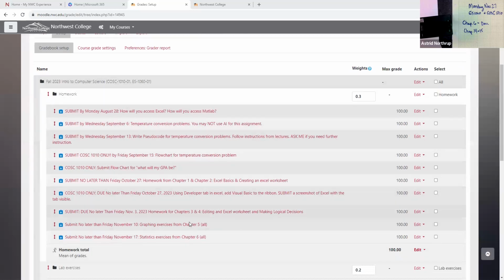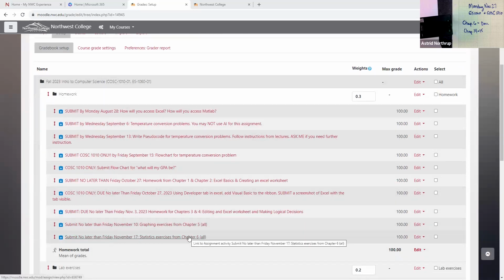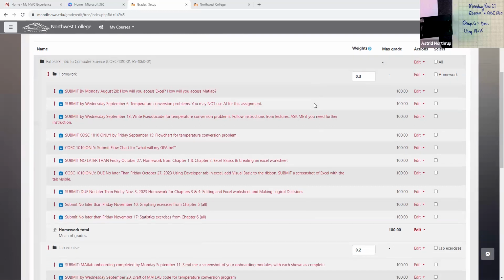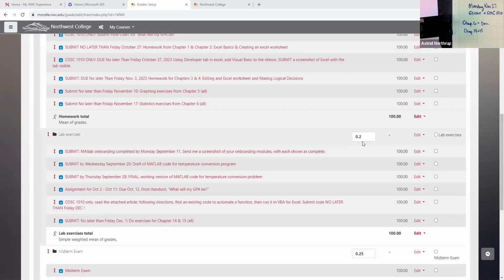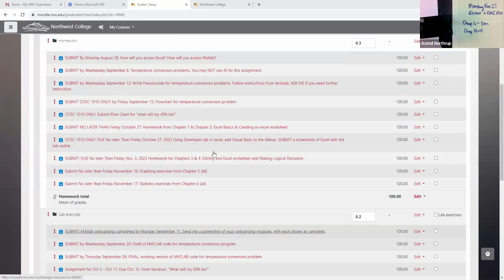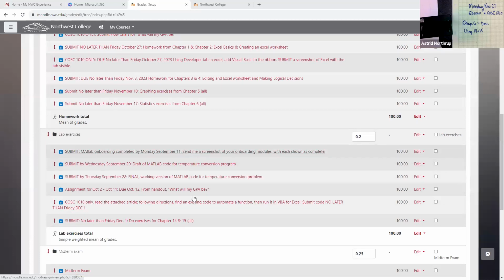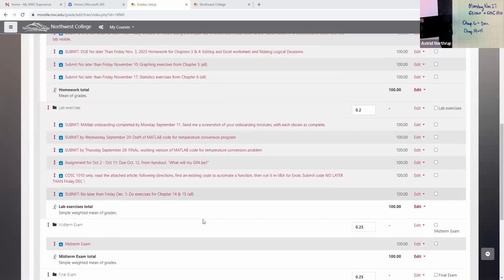And each of these different assignments are weighted equally into that 30%. Then your lab exercises, once again, depending on whether you're in ES 1060 or computer science 1010, will be equal to either 20 or 25% of your grade. And there are fewer of them. So although they equally weight among that folder, they'll be part of the lab exercises. But there are fewer lab exercises than there are homework exercises. So that means that each one of these can count a little bit more depending on which class you're in.